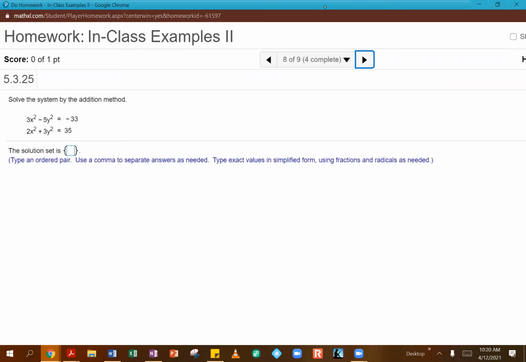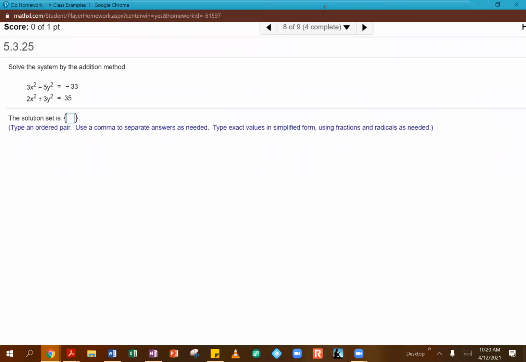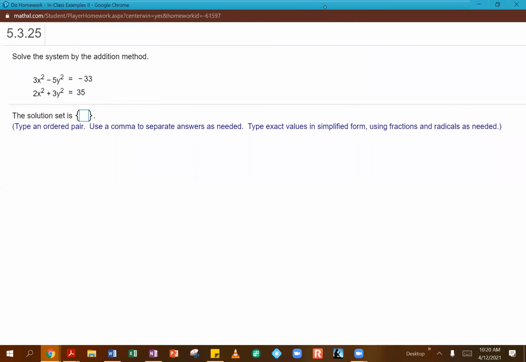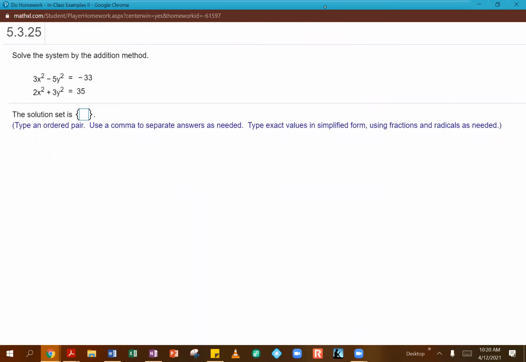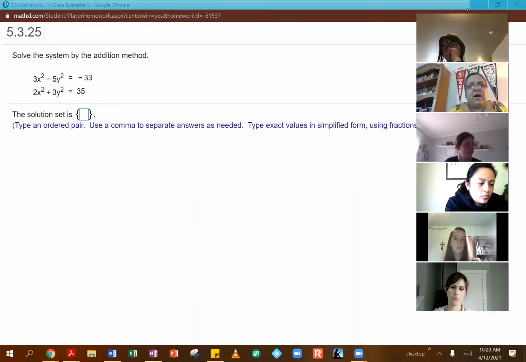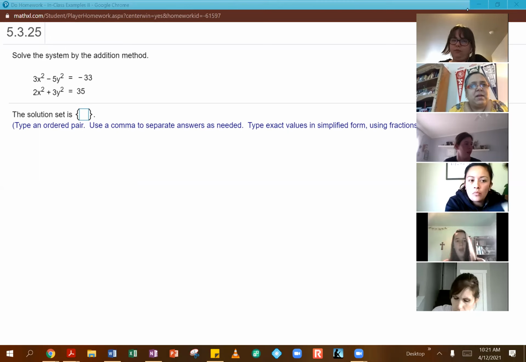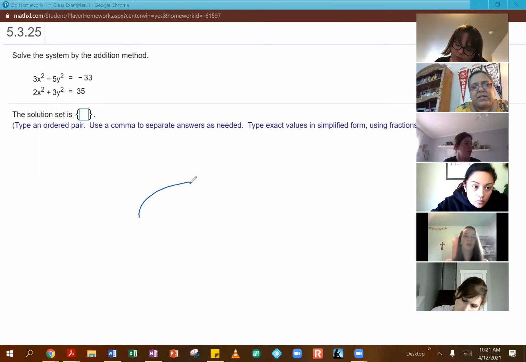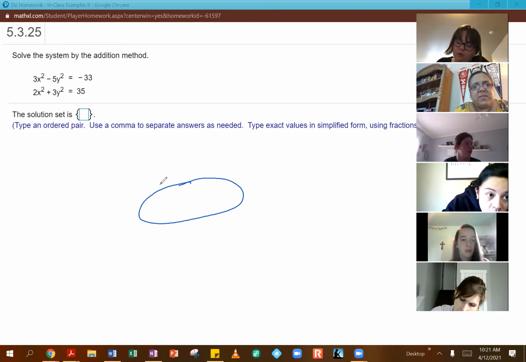Okay, so this one is a little bit of a different type of equation, and we will be seeing these types of equations in chapter 7. They don't quite look like circles to me, so they have to be ellipses. When we're talking about ellipses, imagine that oval kind of shape. So you can imagine these are probably two ovals.